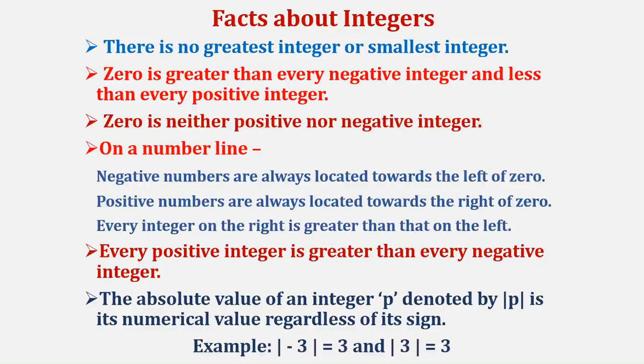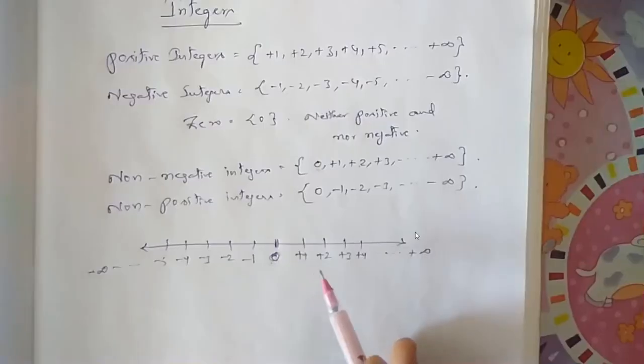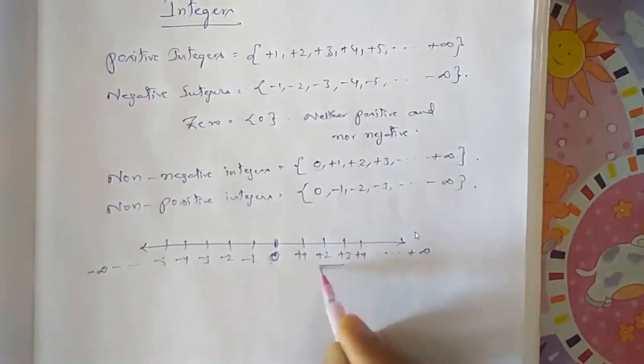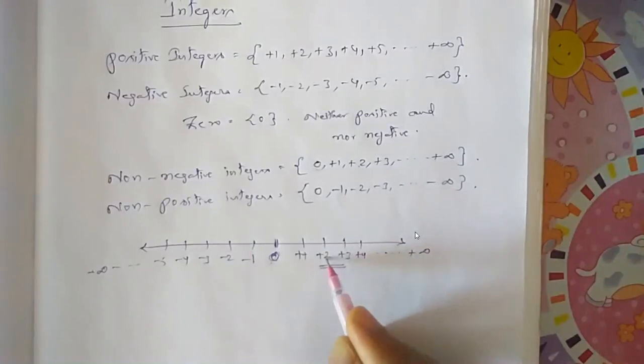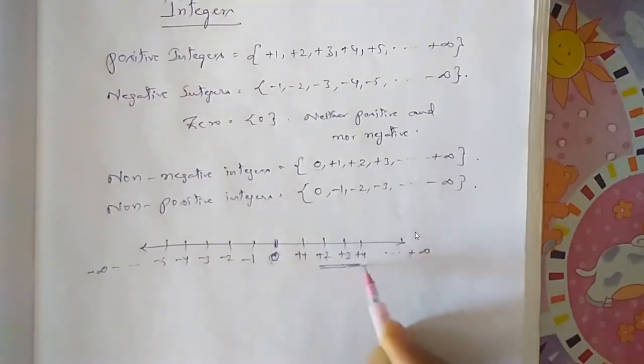Next, every integer on the right is greater than that on the left. Observe here, if I am taking 2 and 3, the number 3 is to the right of number 2. So 3 is greater than 2. So every integer which is to the right of a number is greater than that number. So if I take 3 and 4, 4 is the greater number than 3.